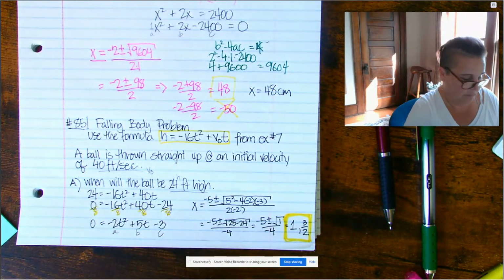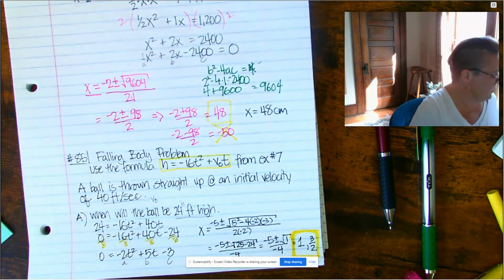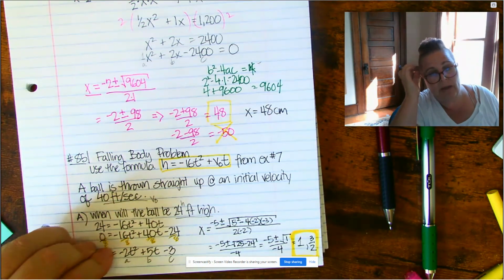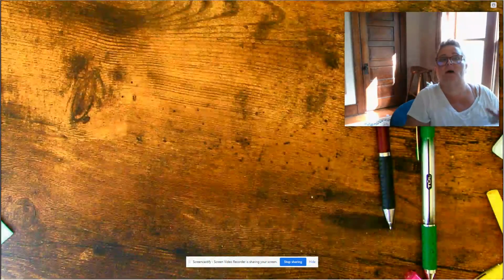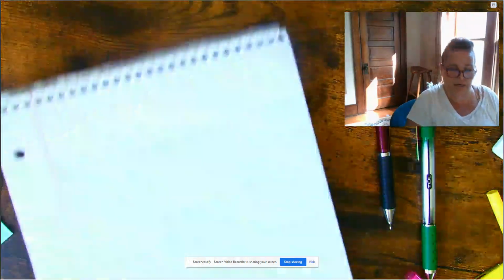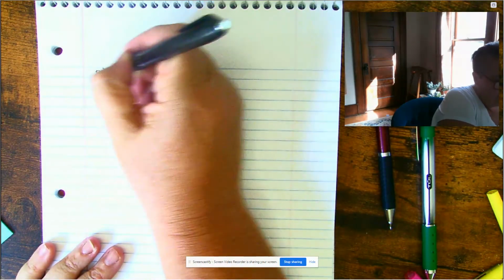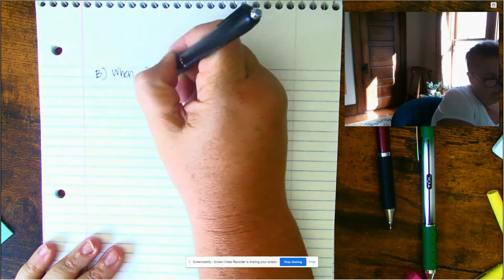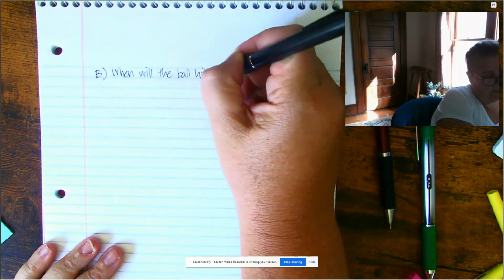That's fantastic. All right. Part A asked, when will the ball be 24 feet high? But there were some other questions too. I don't have them in front of me, but I do remember one of them: when will the ball hit the ground? I think that's part B.